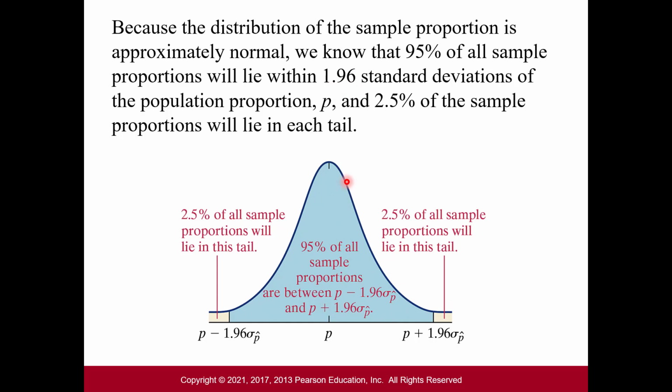This is close to the empirical rule, but if you recall, the empirical rule says 95% of the data is within 2 standard deviations. So this is close to 2 standard deviations, but just a little bit less than that. And so 2.5% of the sample proportions will lie in each tail. So that remaining 5%, 2.5% of it's here, 2.5% of it's here. So this is saying that out of all the samples, 95% of them will have p hat within that interval, and only 5% will be somewhere out here.